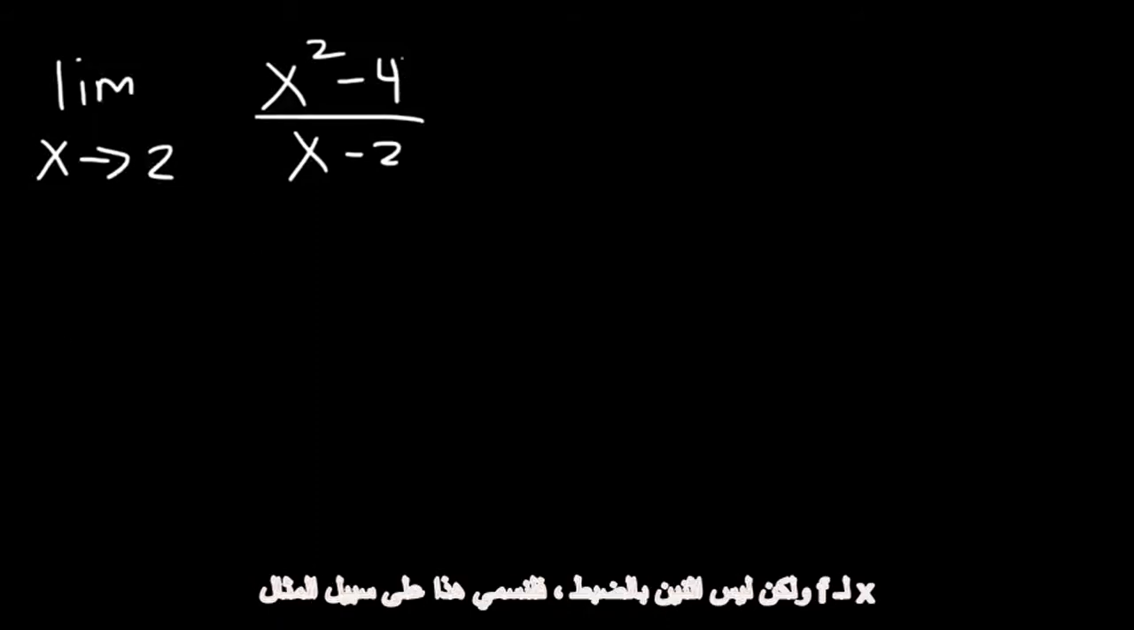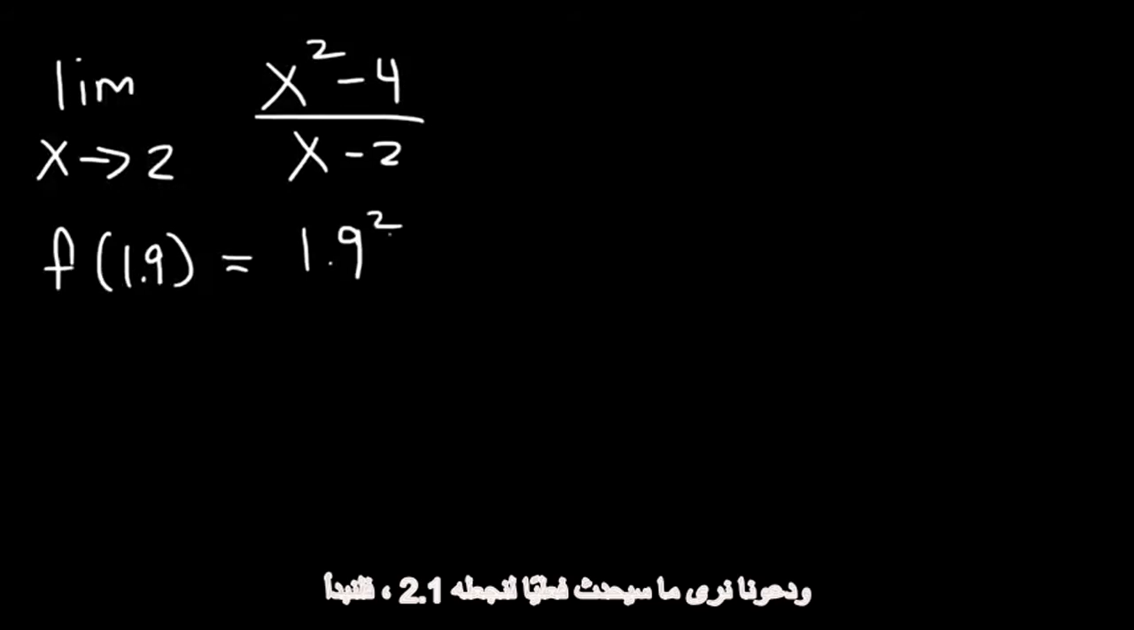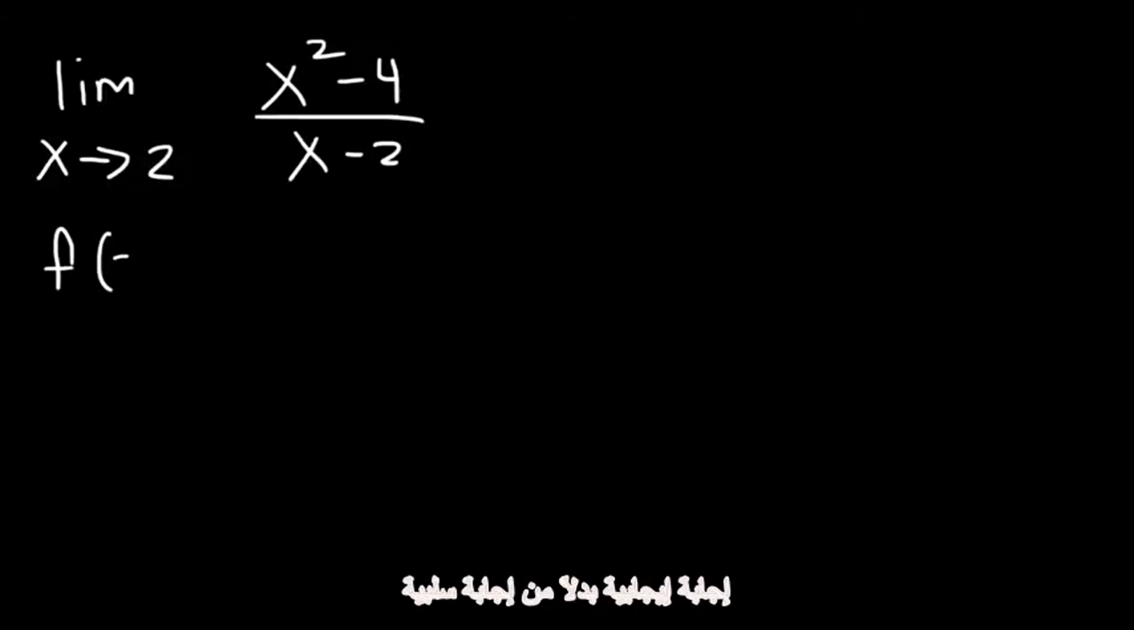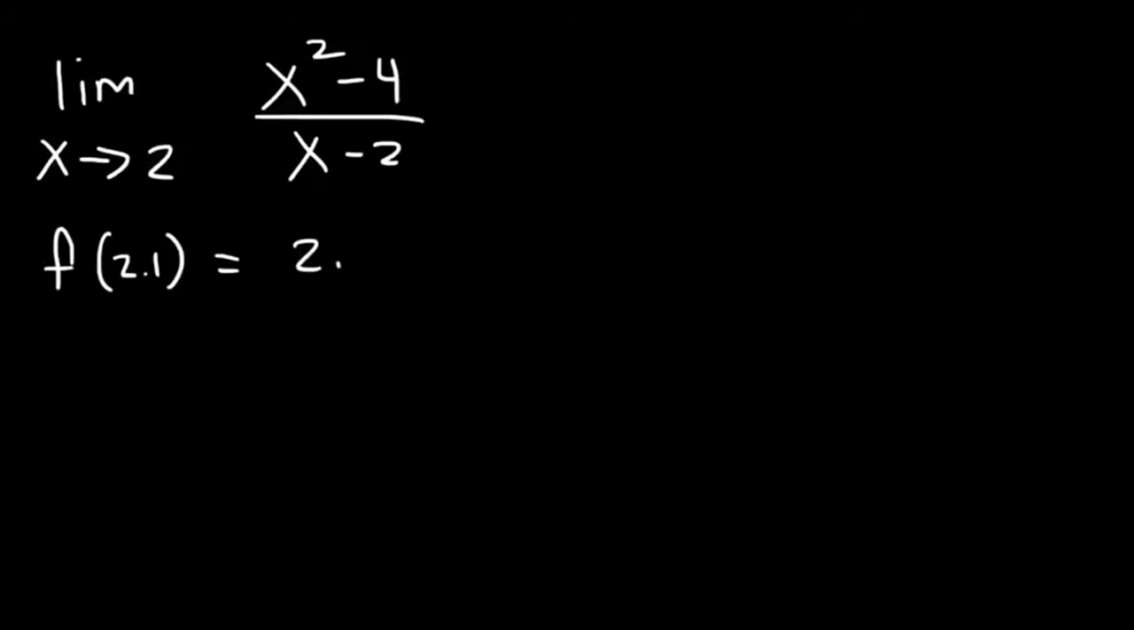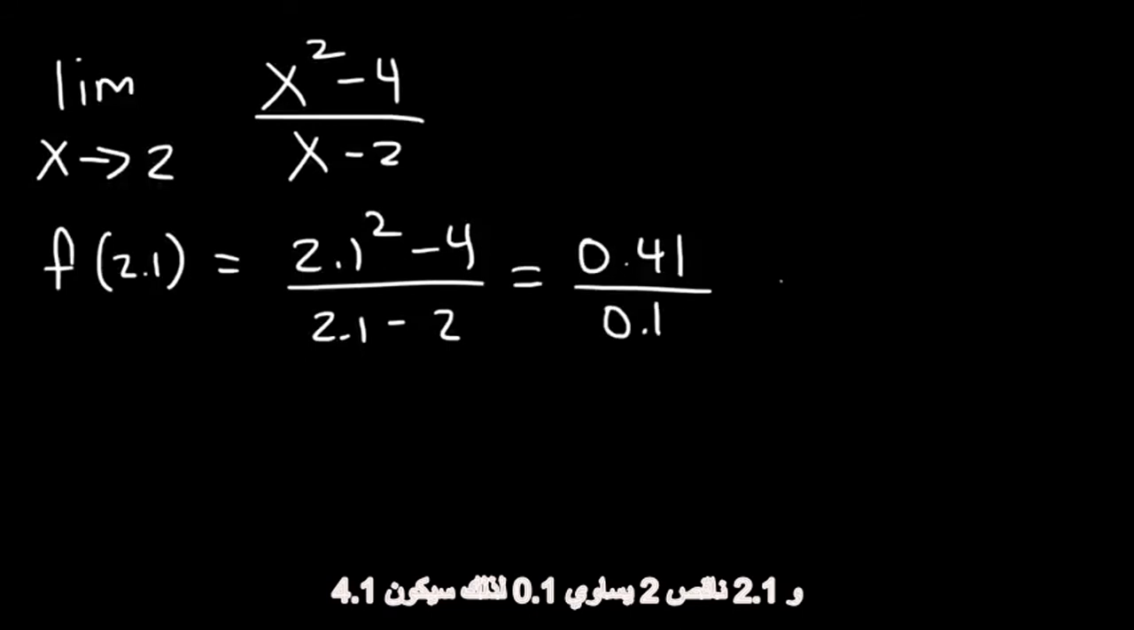So for example, let's call this f of x. So let's calculate f of 1.9. And let's see what's going to happen. Actually, let's make it 2.1, so let's get a positive answer instead of a negative one. 2.1 squared minus 4 is about 0.41, and 2.1 minus 2 is 0.1, so this is going to be 4.1.